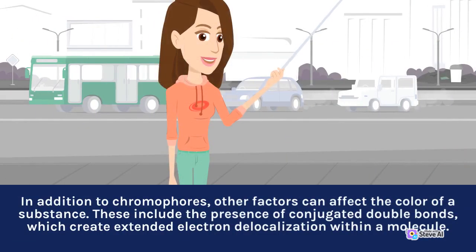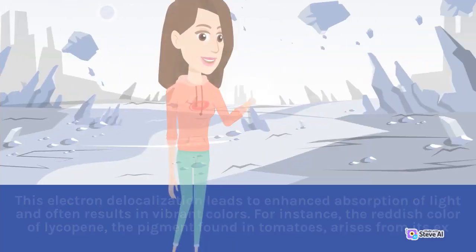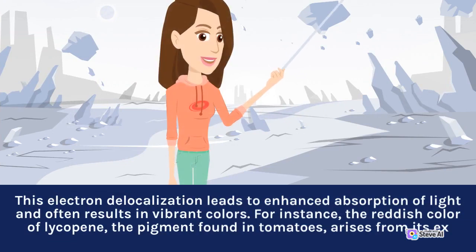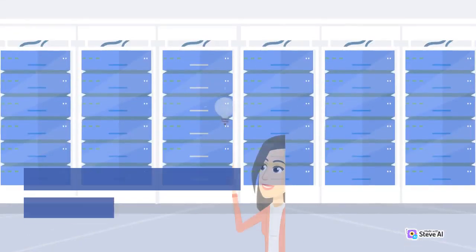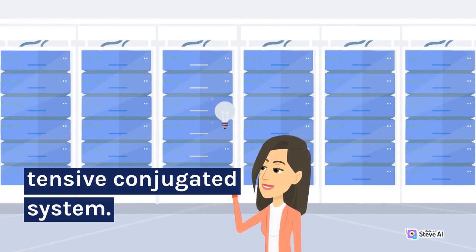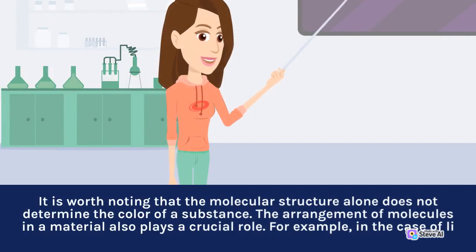In addition to chromophores, other factors can affect the color of a substance. These include the presence of conjugated double bonds, which create extended electron delocalization within a molecule. This electron delocalization leads to enhanced absorption of light and often results in vibrant colors. For instance, the reddish color of lycopene, the pigment found in tomatoes, arises from its extensive conjugated system. It is worth noting that the molecular structure alone does not determine the color of a substance.